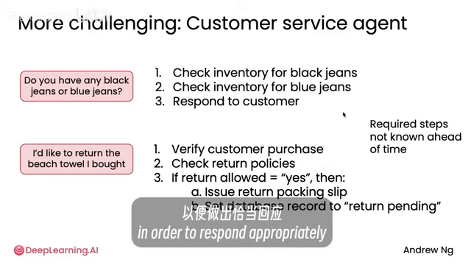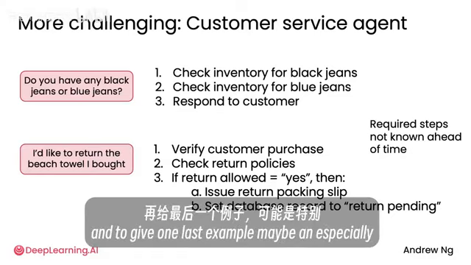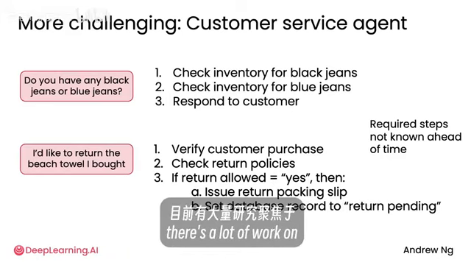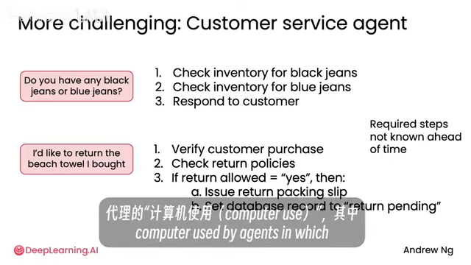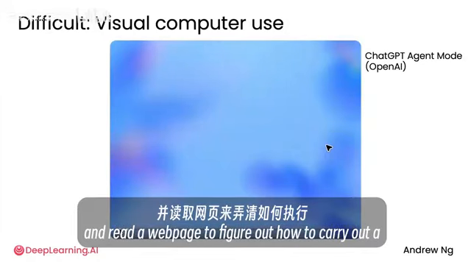But you learn about some of the latest work on how to approach this type of problem too. And to give one last example, maybe an especially difficult type of agent to build, there's a lot of work on computer use by agents, in which agents will attempt to use a web browser and read a web page to figure out how to carry out a complex task.